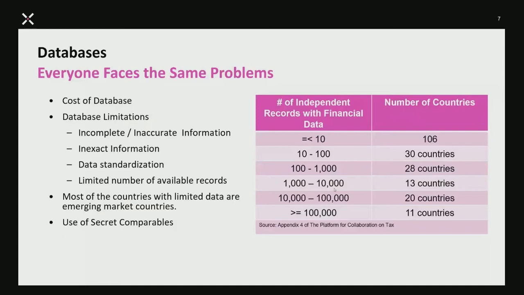A country like the US, just so that everyone gets a sense of where that falls, actually falls within the 20 countries with 10,000 to 100,000 records. So the US does not fall into the greatest category in terms of the number of available records. And I think that is because in the US, there's no requirement for private companies to actually share financial data. And so that comes to the question of how many of those records are privately held versus public companies.